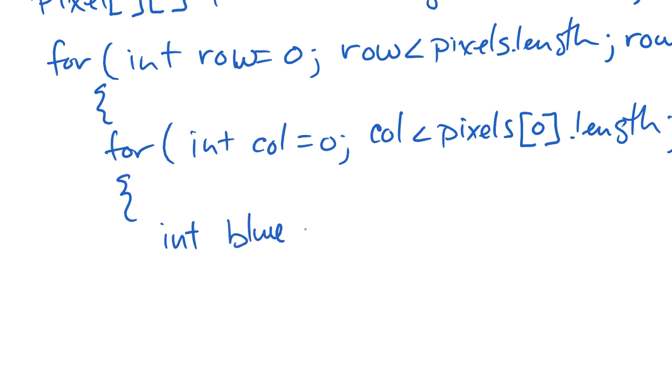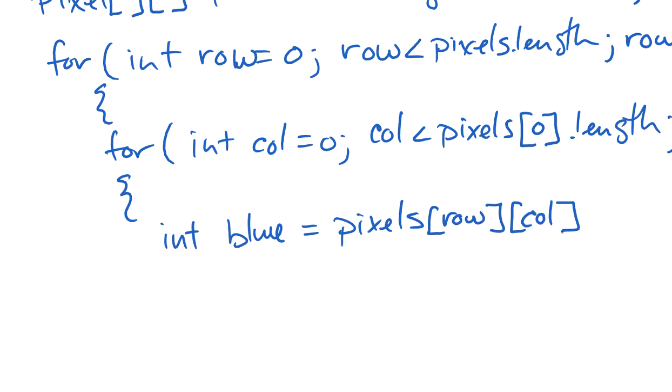I don't think I've used that yet, and I'm going to let that equal pixels at our current row and our current column, right? So we know that we're going to hit row and then go all the columns, and the next row and all the columns. So we're going to get them all. And when I do that, this is now a pixel element. It's a pixel object, right? Int blue equals pixels at row column. That is a member of the pixel class.